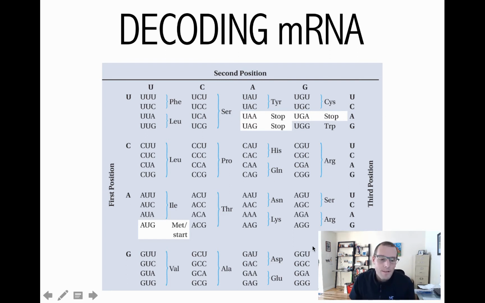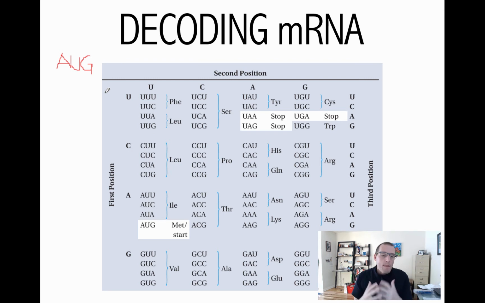So let's see if I can write a codon well enough that we can actually read it off the screen. Let's go with an A, which is going to be the first nucleotide. Then let's go with a U, that'll be the second nucleotide, and let's see if I can make a G. So there is a G. Let's say that that is our start codon. That's going to be methionine. So that's our start codon.